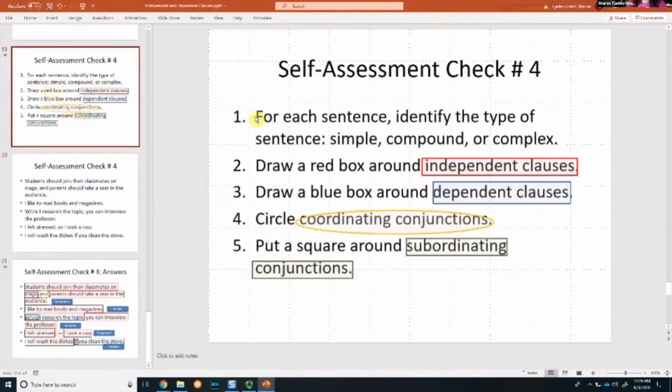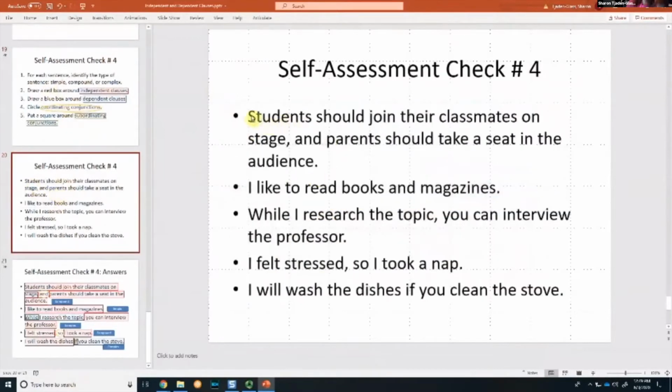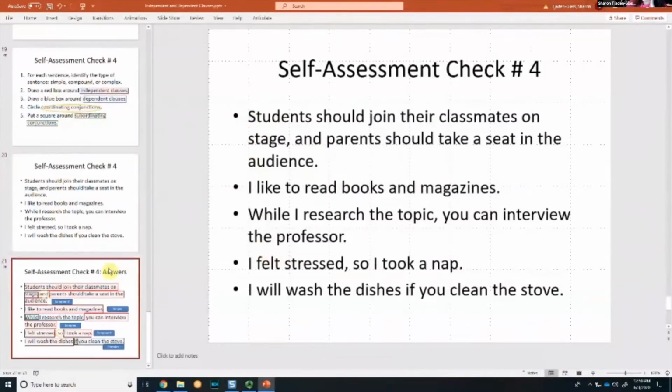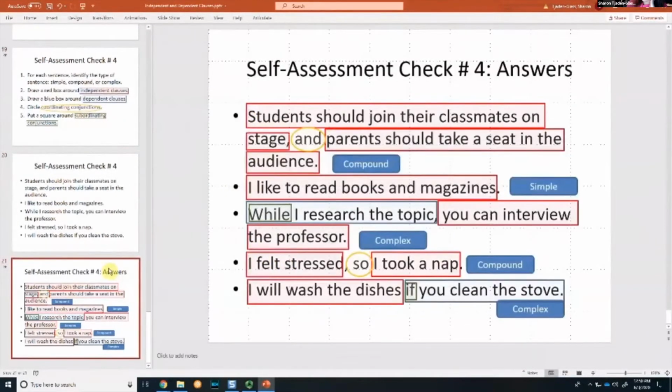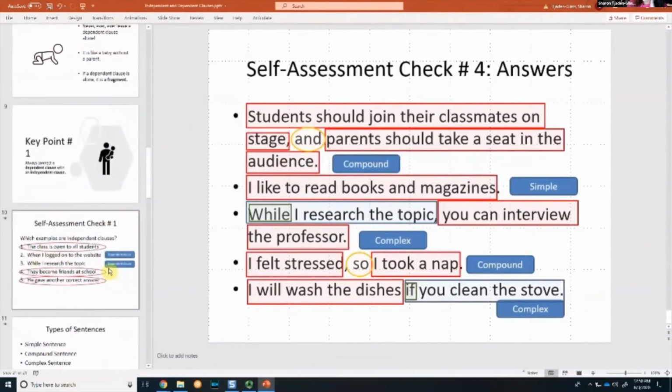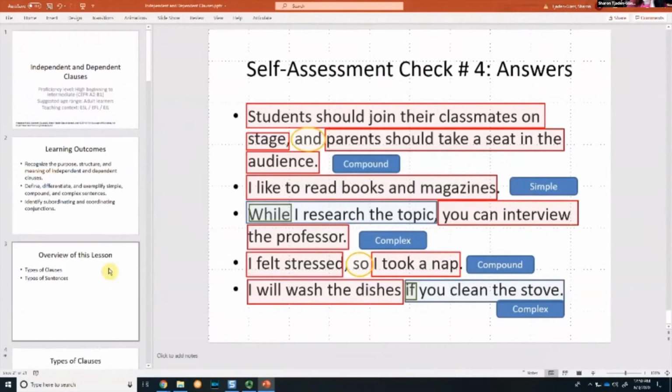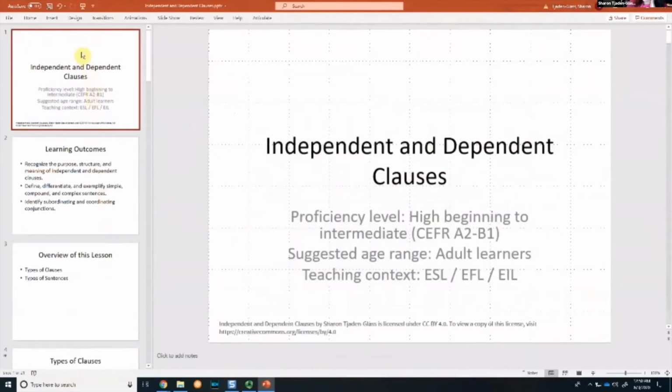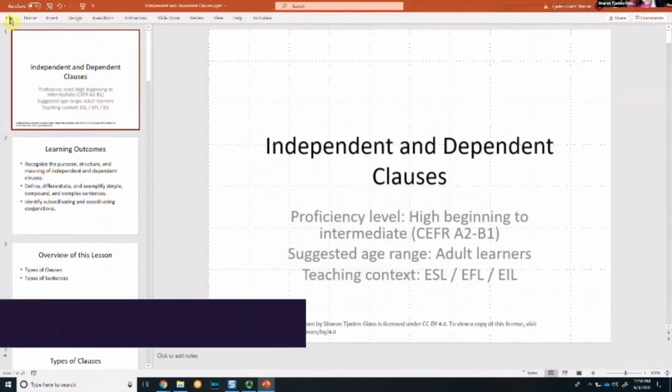I have clear directions about what they need to do. And then in the next slide, I have my example sentences. And then on a final slide, I have the answers for students to check themselves. And so at this point, I say that this is pretty ready to go to make it available for other teachers to use as an open educational resource. So I would make sure that you save it.